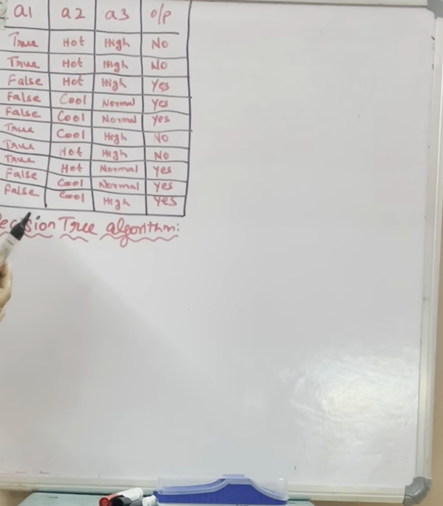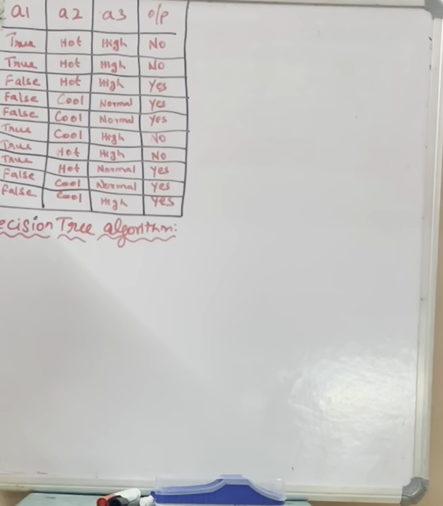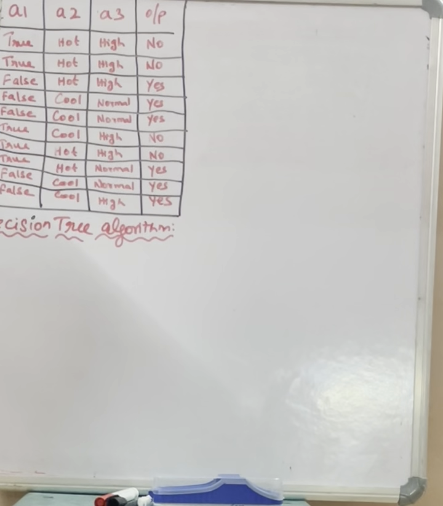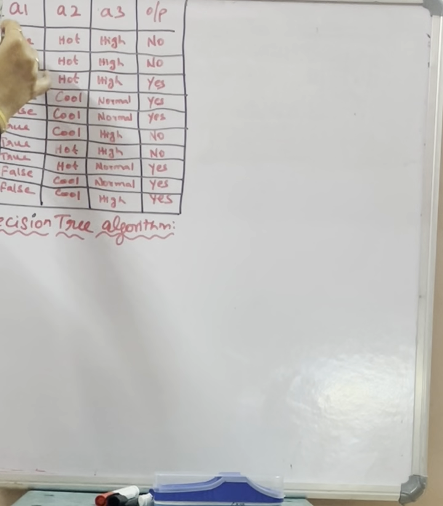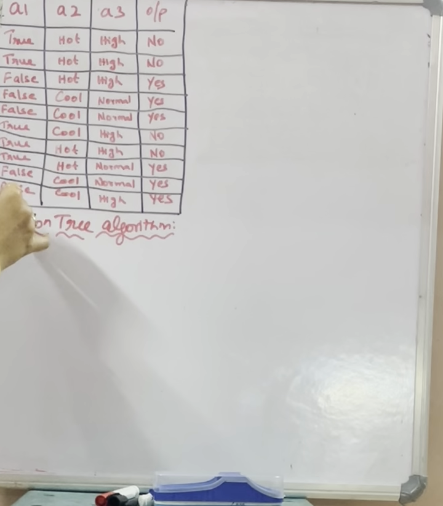So today we will discuss how to solve the given training set using the decision tree algorithm. In the previous video we discussed the calculations involved in the decision tree algorithm, how to find the information gain and how to find the entropy of each and every sample given in the data set. And here we are going to solve this problem using the decision tree algorithm.